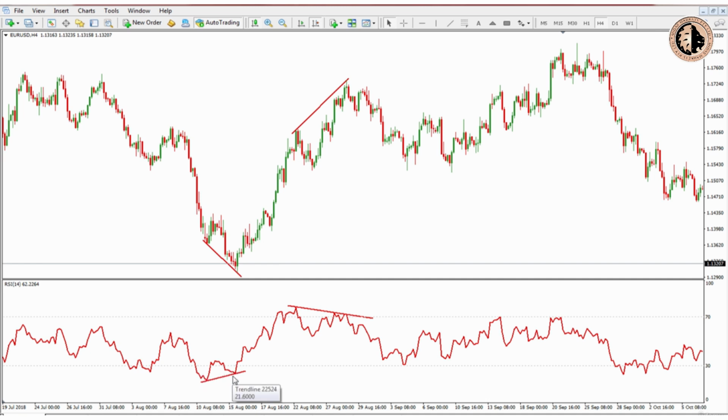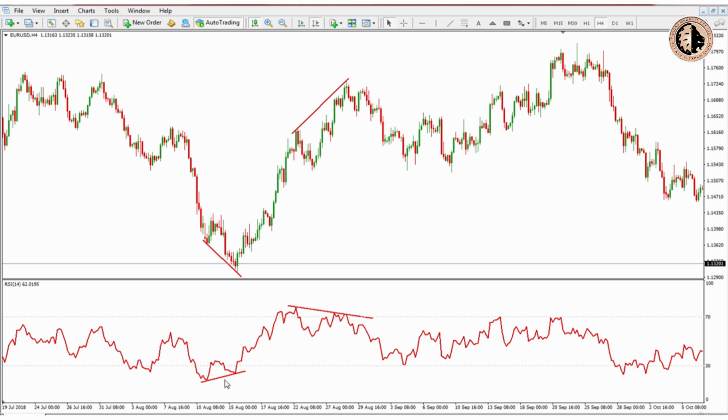Such situations on the graph are called bullish divergence. When we see a higher peak on the graph than the previous one, but the indicator shows a lower peak than the previous one, it's a bearish divergence. Bearish divergence gives us sell signals. Bullish divergence gives us signals to buy.